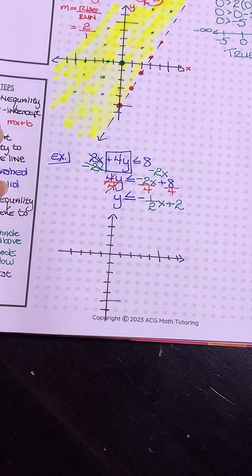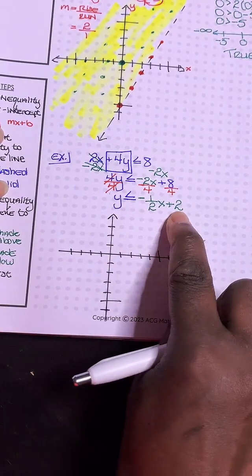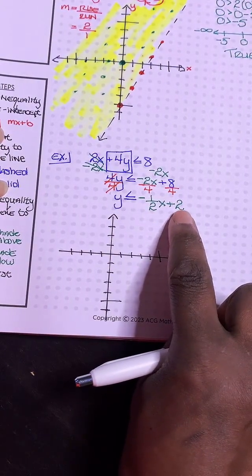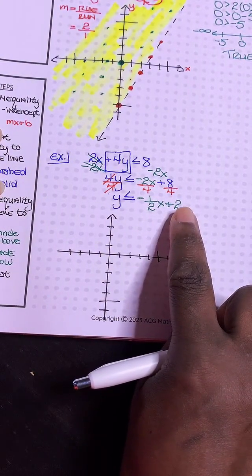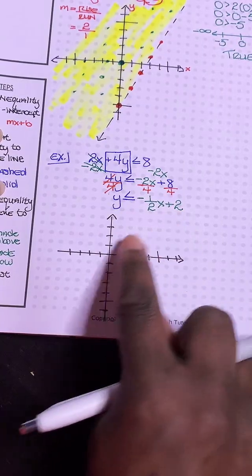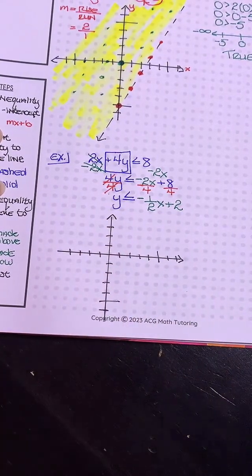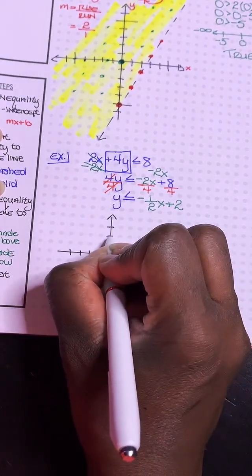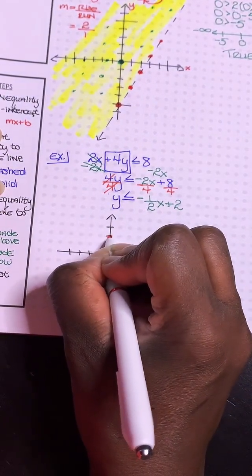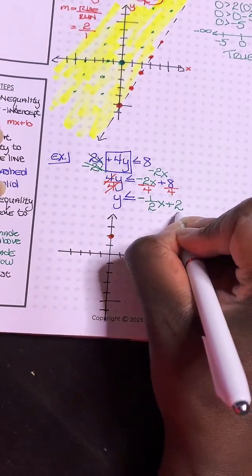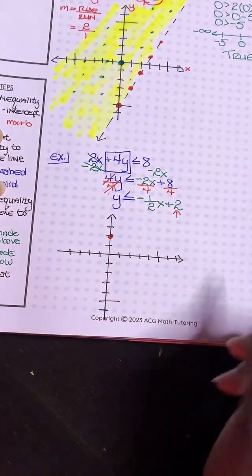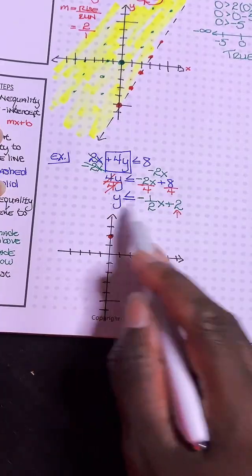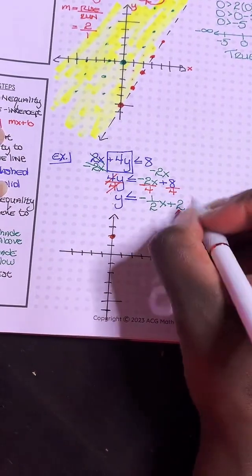So we're going to start at the 2. We always start at our constant, and on the y-axis. So the first point that we're going to put down is at (0, 2), right here. This is always going to be our starting point. If it doesn't have an x or a y next to it, that's going to be your starting point.